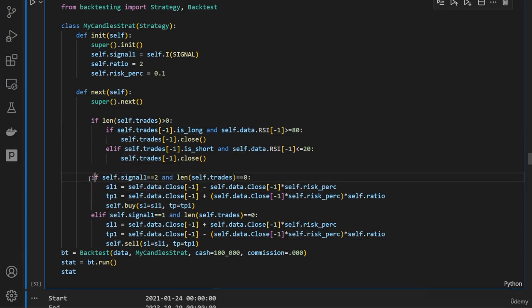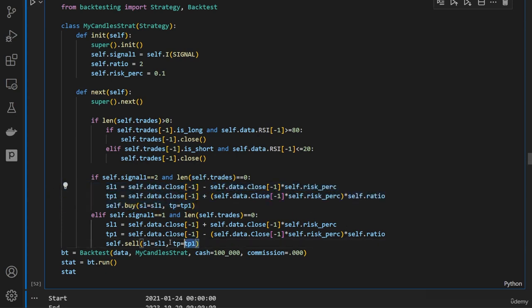And in here, I added a condition this time. So if the signal is equal to 2 to open those trades, we need also at the same time to have 0 open trades. This way, the algorithm would allow only 1 open trade at a time on the market. So the stop loss is again equal to the current closing price minus the closing price times the risk percentage, and the take profit is equal to the closing price plus the stop loss distance times the ratio percentage or the risk reward ratio. And then we open this position.